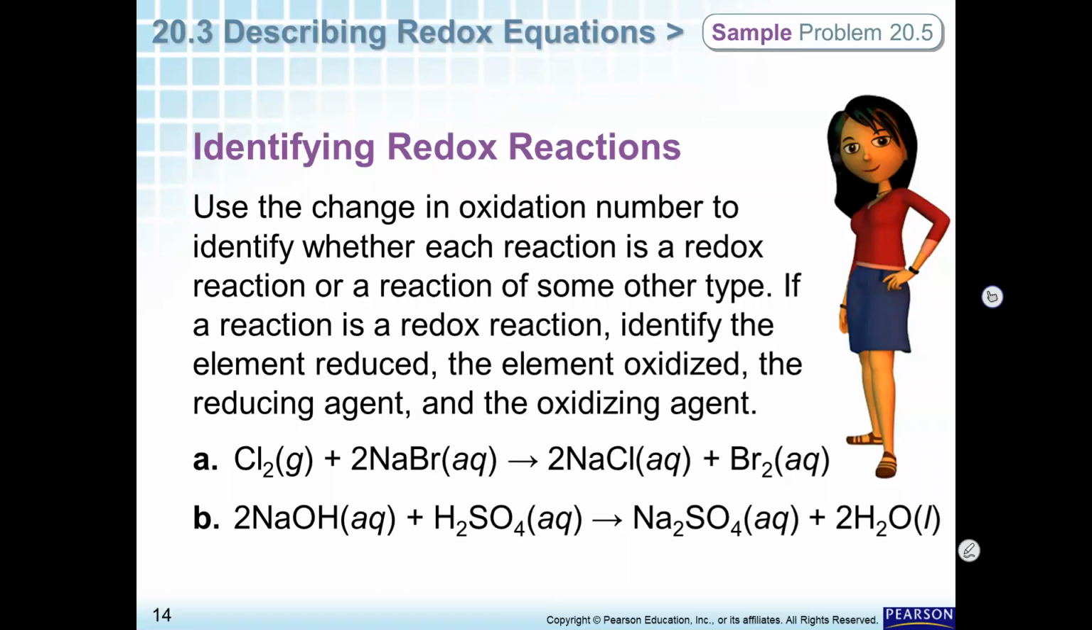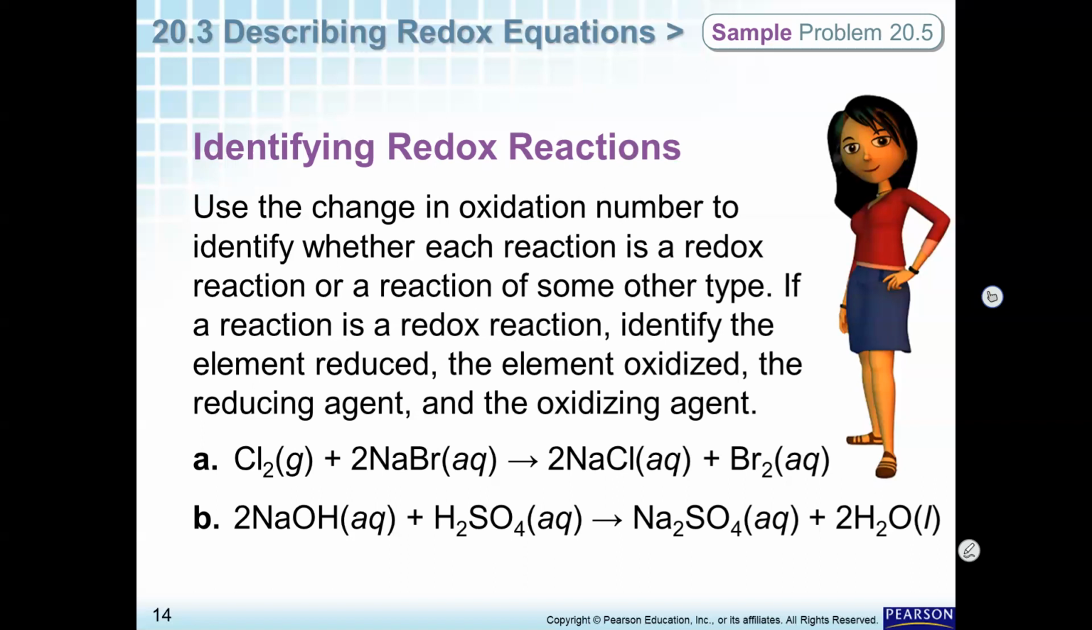Let's do that. Cl2, 0. NaBr: Na is +1 and Br is -1. Right? Move to this side. NaCl: Na is +1, Cl is -1, and Br2 is 0. For the chlorine, it was 0 and became -1. Is this a decrease or an increase? That's a decrease, which means reduction. Chlorine gas has been reduced into chloride ion. Bromide ion, which is -1, became 0. That has been oxidized from bromide into bromine.